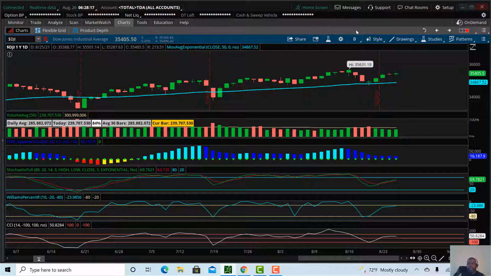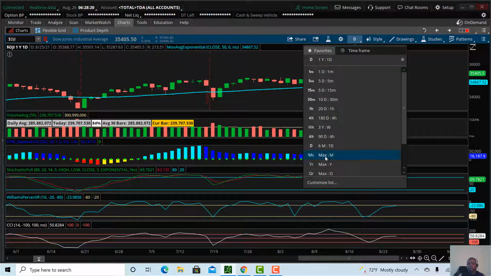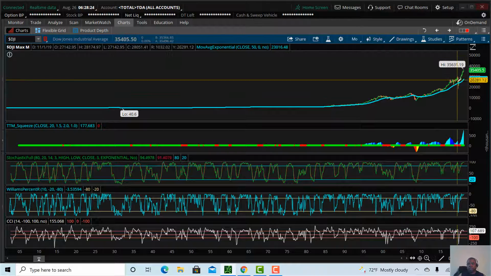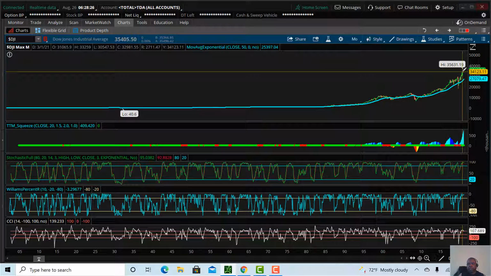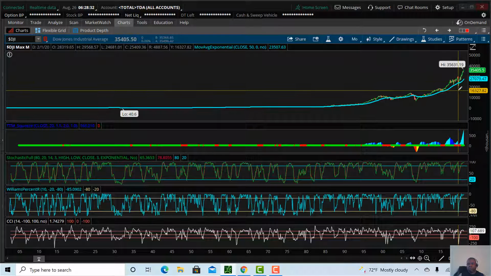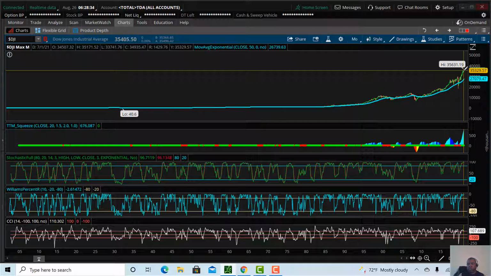Now let's again look at the monthly chart. The Dow, and you'll see the same type of scenario. We have been in a straight line up since the pullback from the 2020 pandemic lows, straight up.